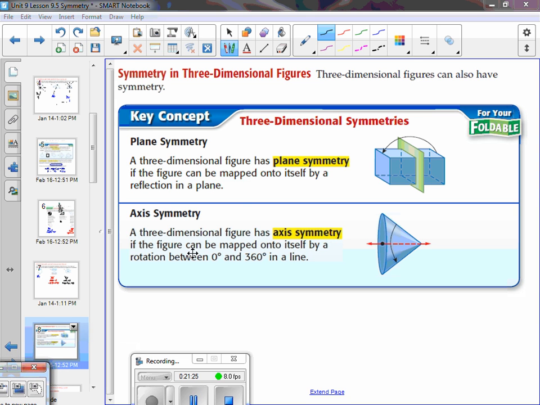Now, plane symmetry means this. A three-dimensional figure has plane symmetry if the figure can be mapped onto itself by a reflection in a plane. In other words, there's a plane that you can pass through the three-dimensional figure that literally cuts it into two halves. Okay? The half over here on the left is exactly the same size as the half over here on the right. Same size, same shape. They're congruent figures, three-dimensional figures. So that's plane symmetry. So the solid on the left could be mapped and look exactly like the solid on the right, vice versa. Okay?